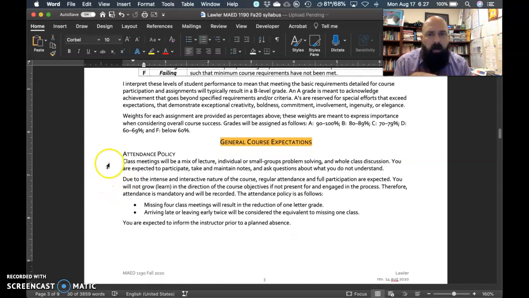Attendance. As you see today, class meetings will be a little bit of lecture and then some individual or small group problem solving, and often even some whole group discussion about the math we work on. You will be expected to participate, take and maintain notes, and ask questions when you do not understand. I know it's not necessarily the most comfortable thing to ask questions, but please put them out there.